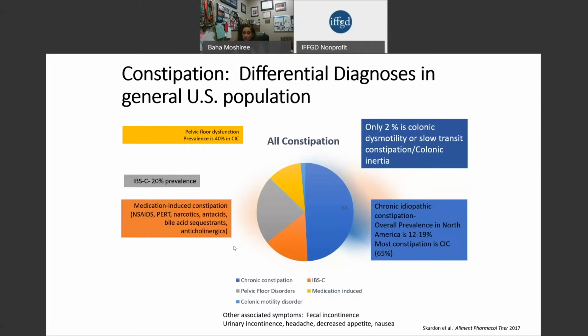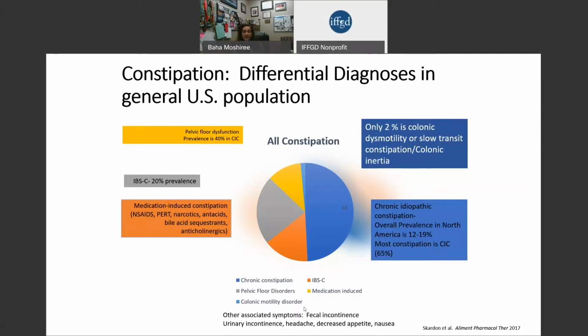Now, other than drugs, irritable bowel syndrome with constipation makes up 20% of the constipation population. 40% of patients who have pelvic floor dysfunction are diagnosed as having chronic idiopathic constipation. So we'll talk about what that even means. And then 2% of the patients who have constipation have something called slow transit constipation, which is an impairment in how the colon is able to contract and move forward. And we can do diagnostic tests for that. And then there's chronic idiopathic constipation, which has a US prevalence of like 12 to 19%.